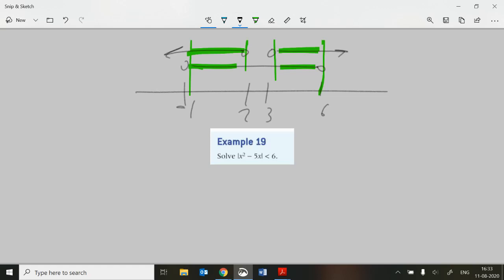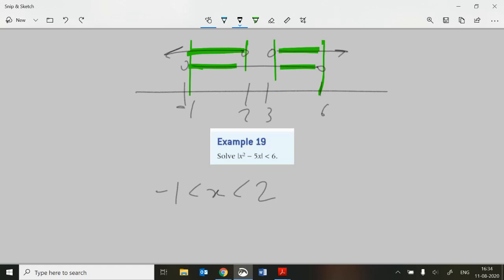Okay, so when is that true? We've got x between -1 and 2, and on the other side, between 3 and 6. And there's no equals because there was no equals in this case as well. So that's the final set of solutions.